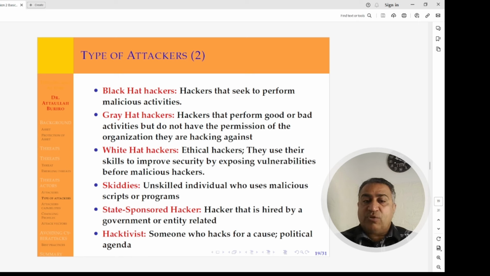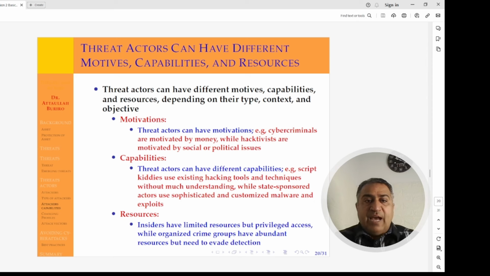Then comes the hacktivist. A hacktivist is one who hacks a system for a cause, let's say a political agenda. Now, these threat actors can have different motives, capabilities, and resources, like I mentioned. State-sponsored hackers, for example, will have more capabilities and more resources available, with more sophisticated and customized support, more sophisticated malware and exploits at their service.